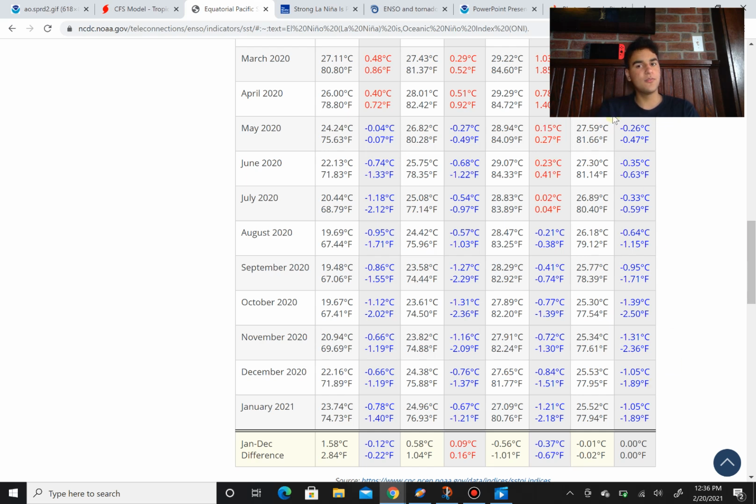And it was the primary reason why the hurricane season was the most active of all time in the Atlantic this past season, and you see that it's still continuing, and even extending to January 2021. Literally there was no temperature difference in terms of the sea surface temperature between December 2020 and January 2021.